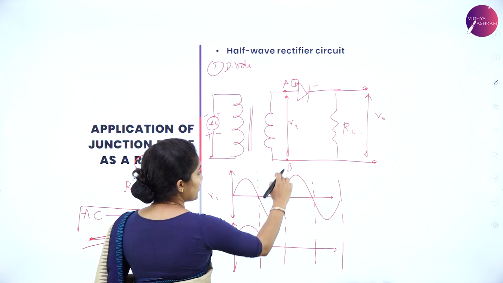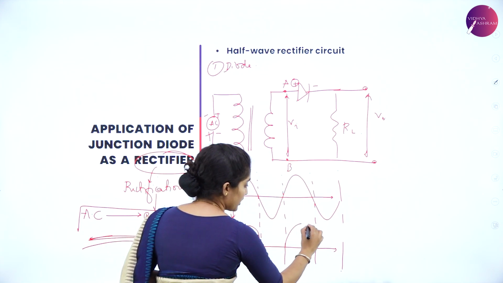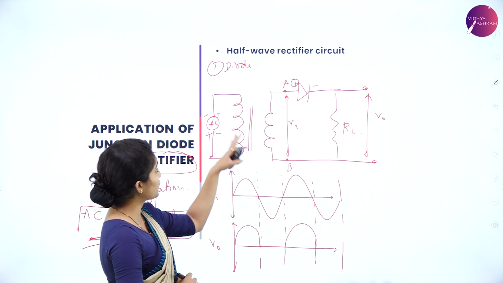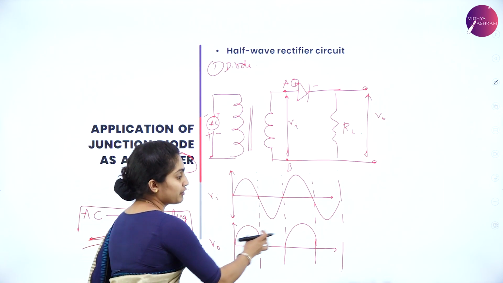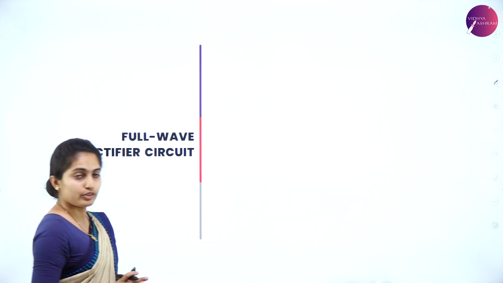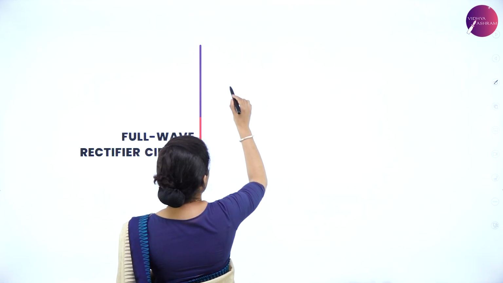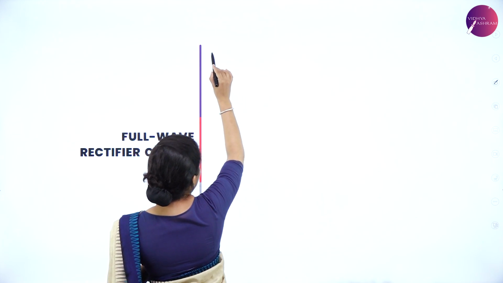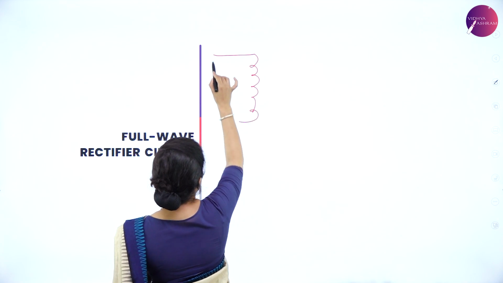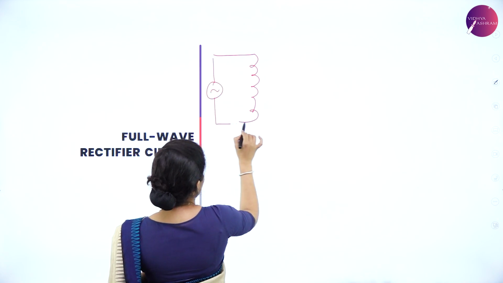Then again, for the positive half cycle you have conduction, and for the negative half cycle you don't. So this is all about your half wave rectifier. Only half of the wave is rectified with respect to the cycles. Similarly, in the case of a full wave rectifier, you have two diodes connected to a transformer to which AC signals are connected.